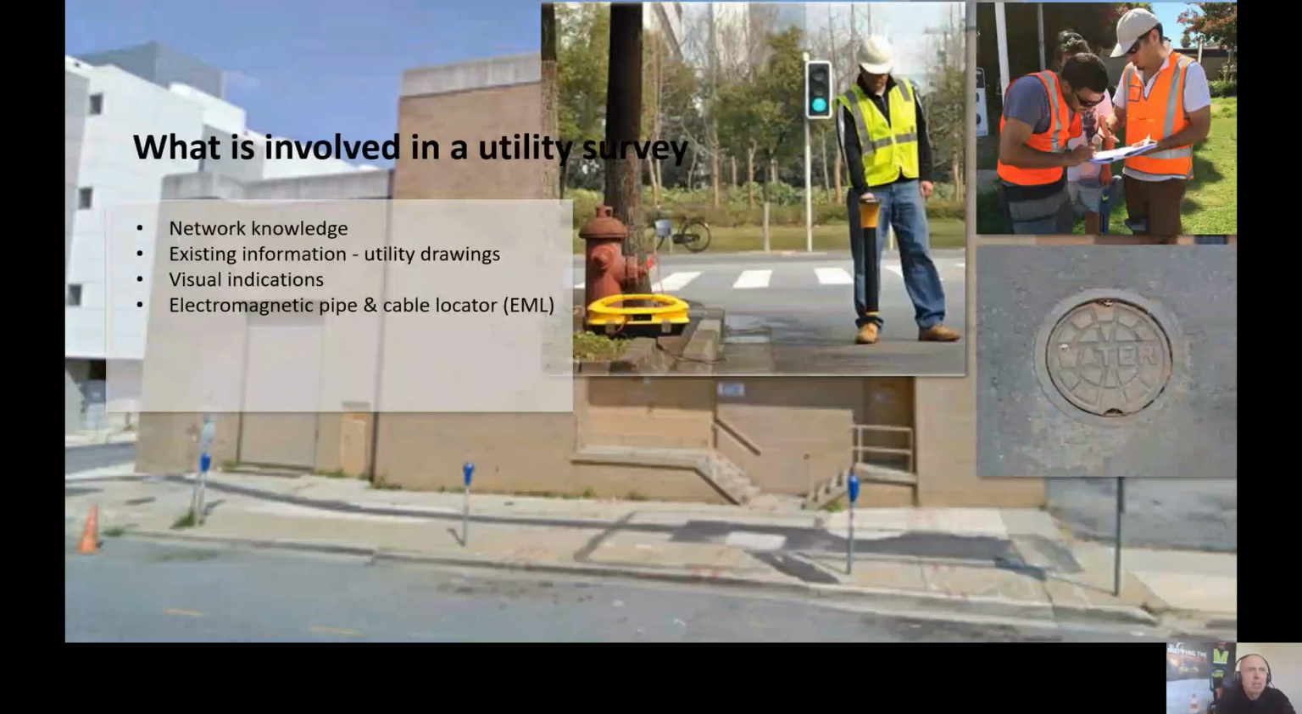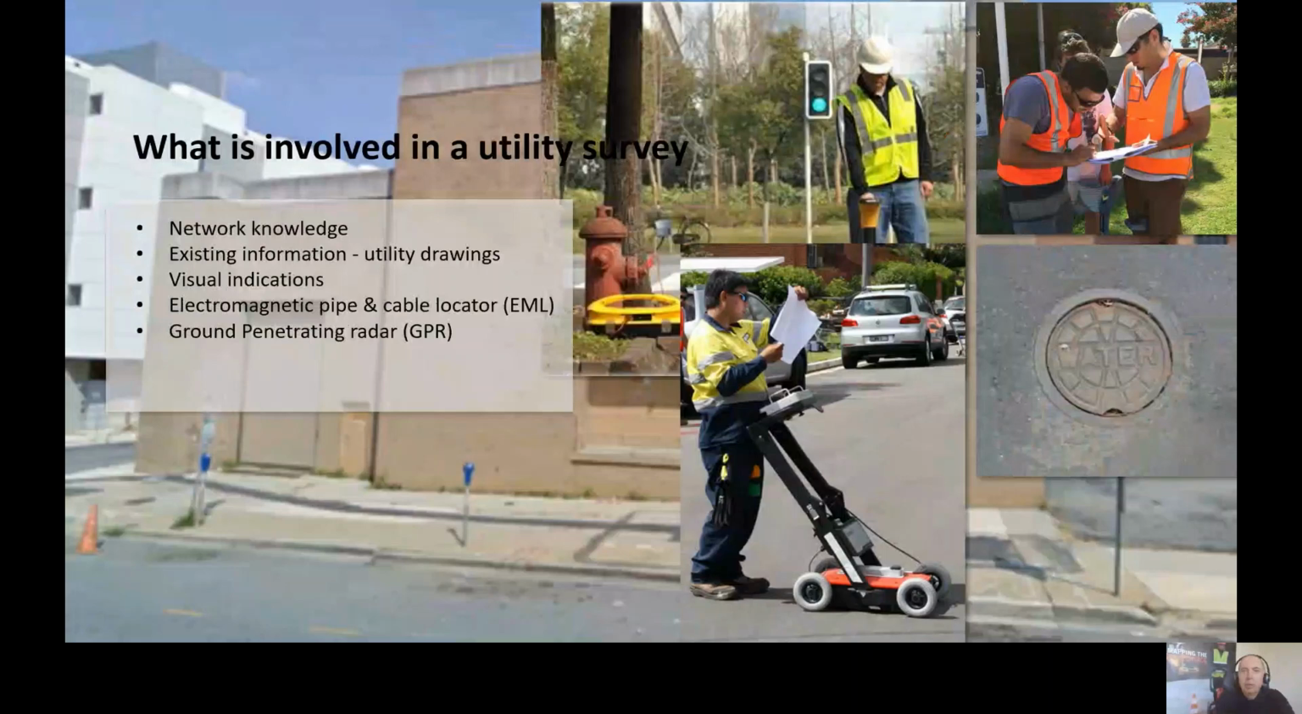But the first thing to do is to actually conduct the EM or EML, electromagnetic pipe and cable locator survey. There we're going to try and locate all the services that it can locate, particularly the metallic utilities, and we're going to connect and use different techniques to do that. But the first thing will be to do the electromagnetic pipe and cable locator and locate everything that's possibly locatable with that technology. Once we've gone through with the EM locator, then we're going to deploy the GPR.